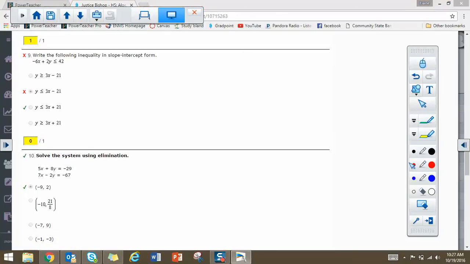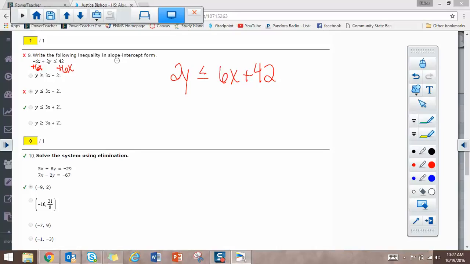Slope-intercept form on an inequality means you're just rearranging it so that the y is by itself. So the first thing you would do here would be add 6x to both sides. So that's going to give you 2y less than or equal to 6x plus 42. So we typically put the x in front of the constant that's in the back there. Remember, slope-intercept form is y equals mx plus b. We're dealing with inequalities, so instead of an equal sign, you'll have the inequality symbol like you see here.